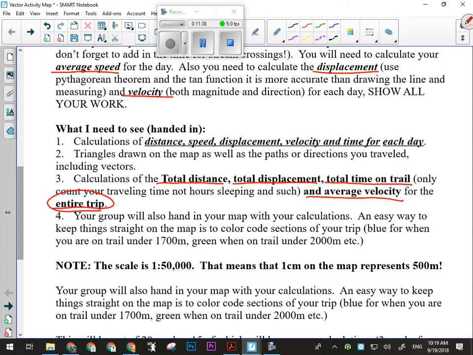Okay, so basically you're adding stuff together. It's not as difficult as it sounds. Okay, so I want those for the entire trip as well. Okay, your group will hand in your map with your calculations. Okay, and like I said, an easy way to keep things straight on the map is to color code the sections like I did on that example there. Okay, if you're on the trail, you know, blue for under 1700, whatever you want to use.